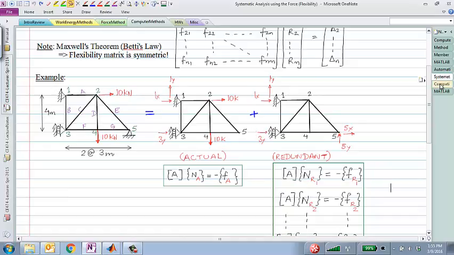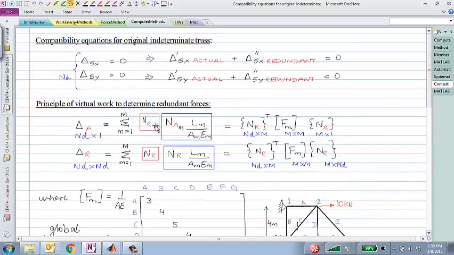And that's what this statement out here is saying. Virtual forces times real displacements. I know both of these things. L over AE is well known from the input file. So I can calculate actual displacements at 5x and at 5y using this one line.